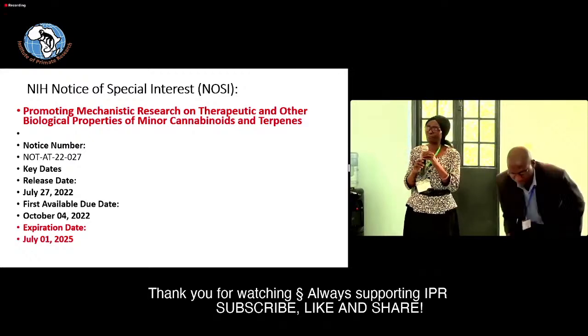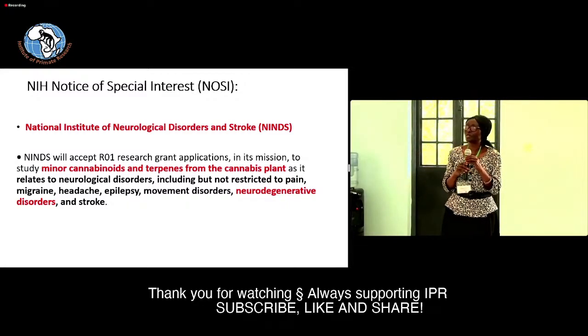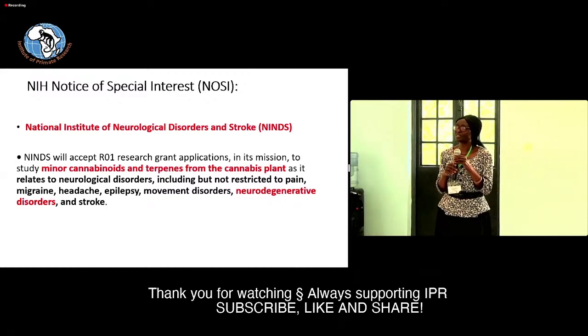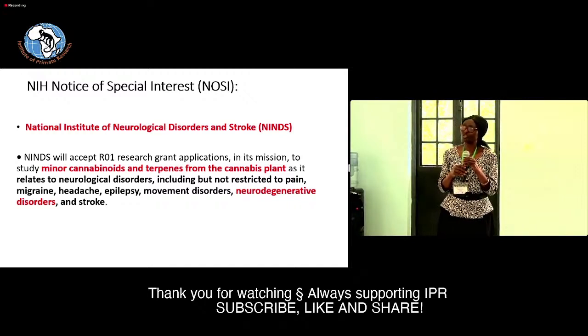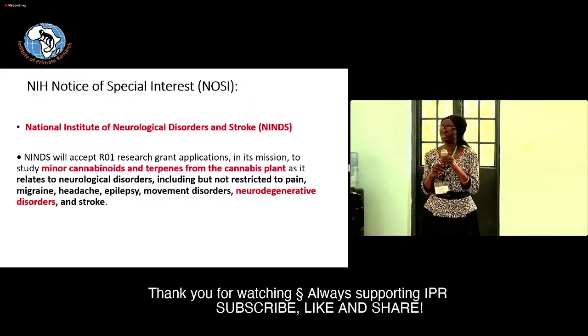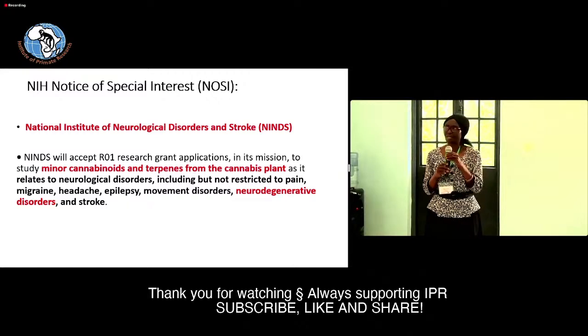Okay, next. What the National Institute of Neurological Disorders and Stroke put out there is that they are accepting research grant applications in the study of minor cannabinoids and terpenes from the cannabis plant in relation to neurological disorders, including but not restricted to pain, migraine, headache, epilepsy, and neurological disorders, which includes our good friend, Parkinson's disease. Therefore, it is something we can look at. And with that, I will finish my lecture there. Thank you very much.